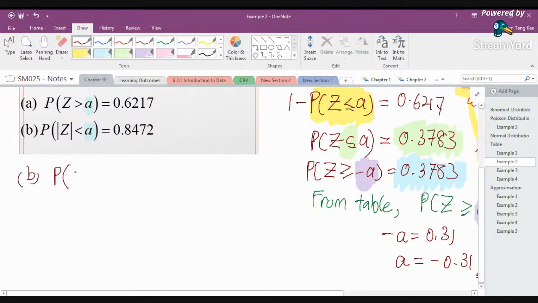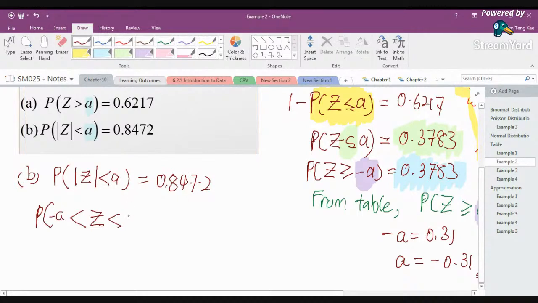So first of all, from the question, we begin the solution by defining the modulus. If the modulus of Z is less than A, it can be defined such that I have Z located at the middle, negative A in front and A behind, equals to 0.8472.